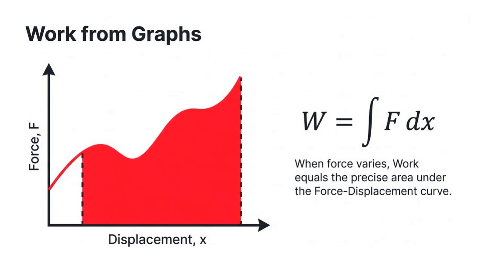Here, we see how work can be calculated when the force applied is not constant. Instead of a simple multiplication, work is represented as the area under the force versus displacement curve. This means we take the integral of force with respect to displacement. Essentially, by finding the exact area under this curve, we determine the total work done, accounting for any variations in force over the distance moved. This graphical approach provides a precise way to measure work when force changes along the path.